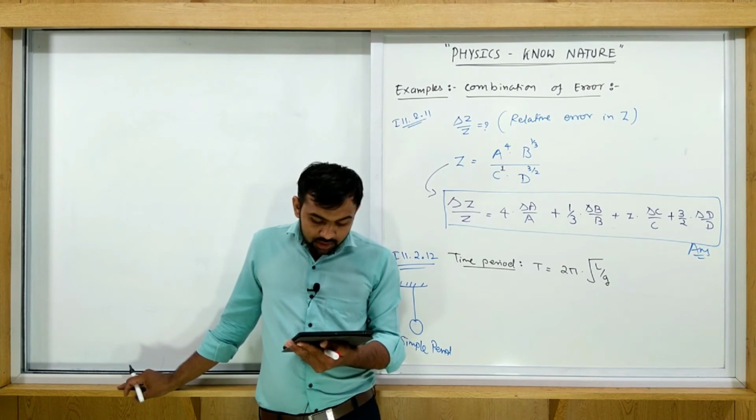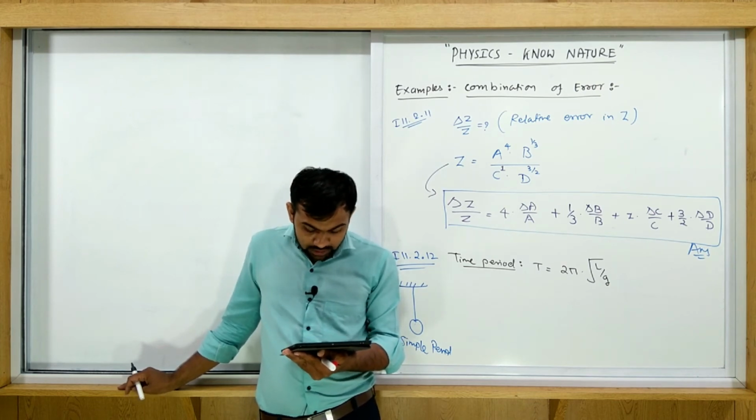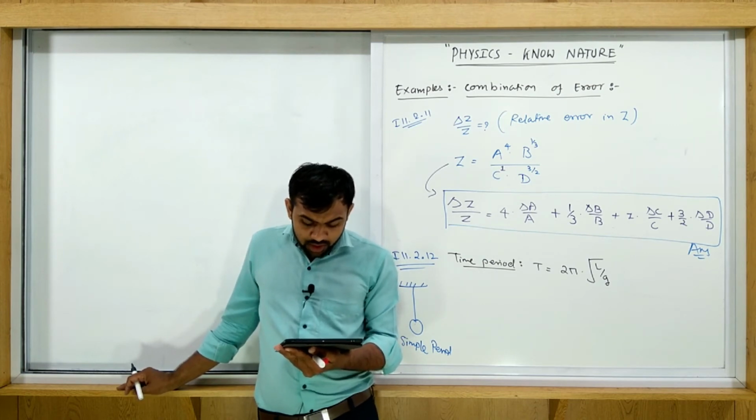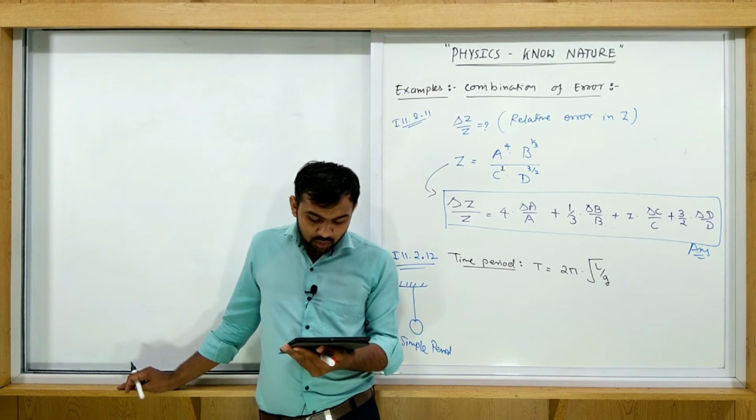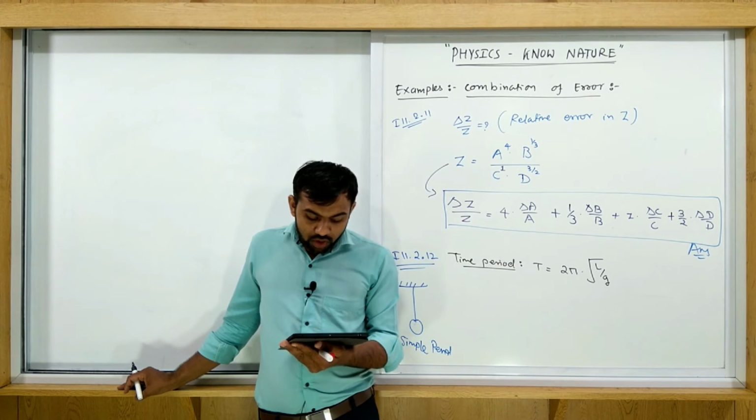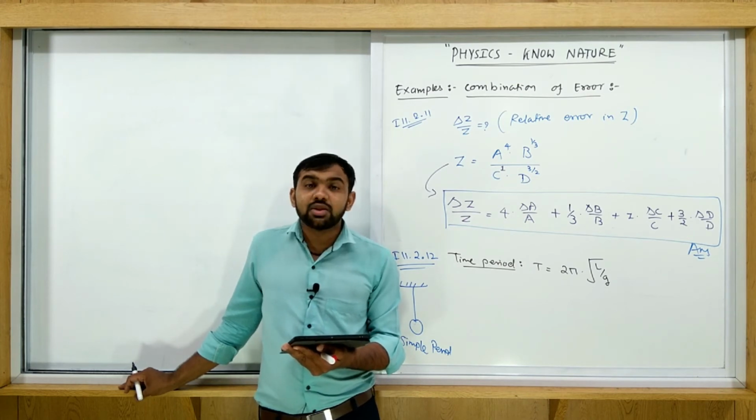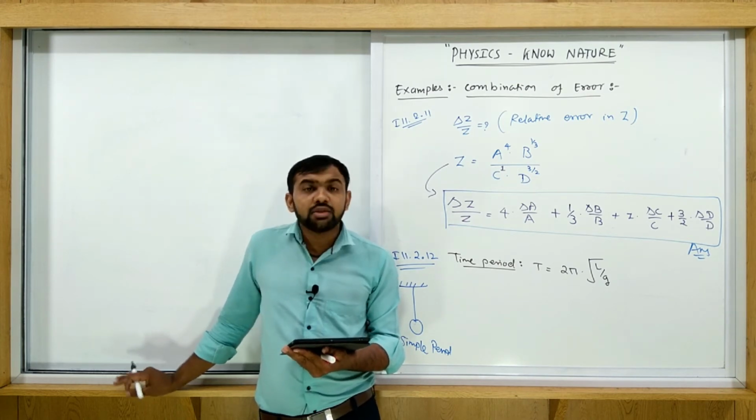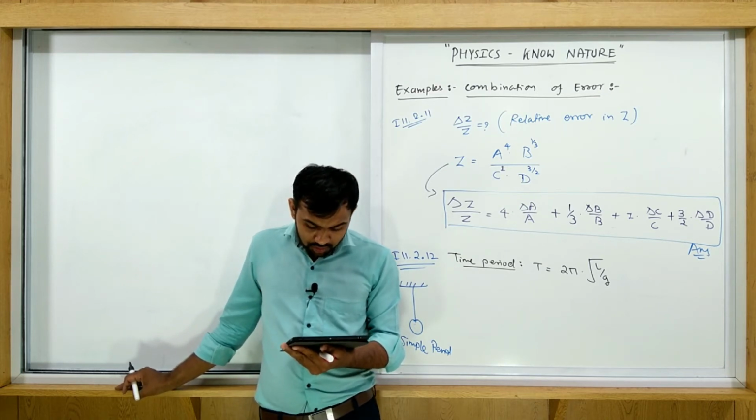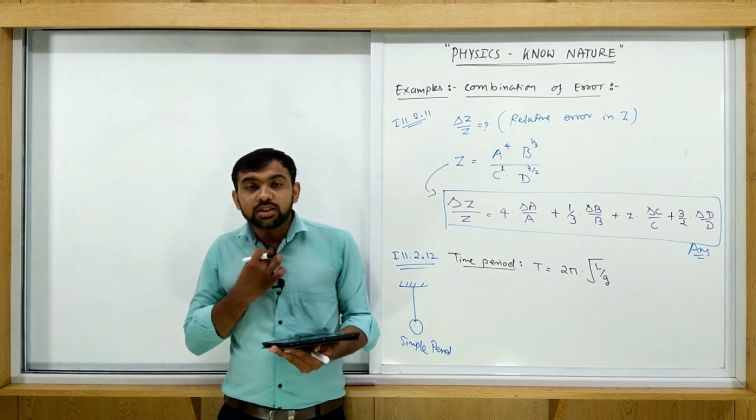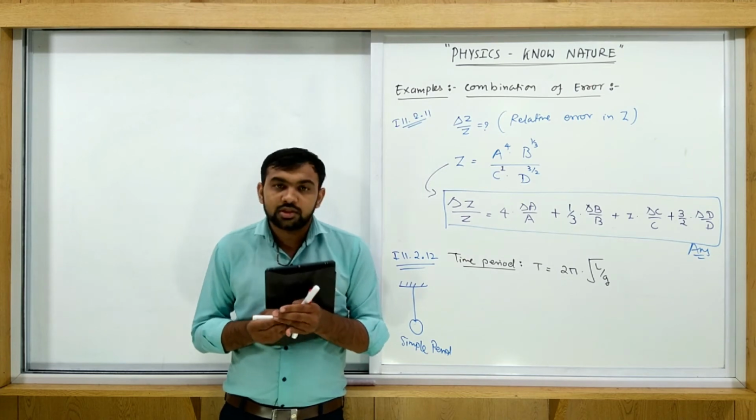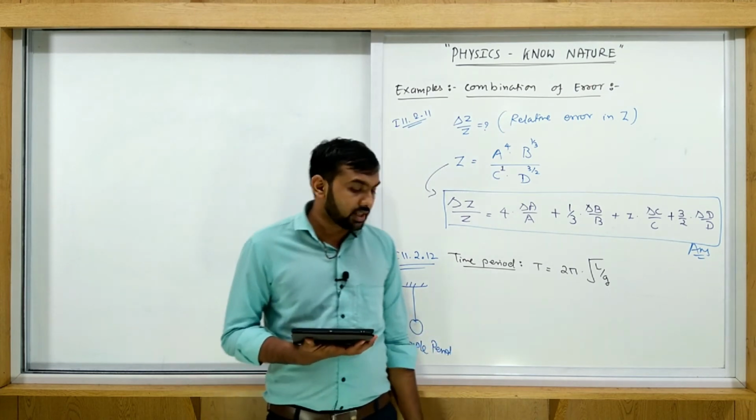And the time for 100 oscillations of the pendulum is found to be 90 seconds using a wristwatch of 1 second resolution. Underline 1 second resolution. What is the accuracy in the determination of g? So all of you first write some notes. Then after that we are going to the solution of this example.